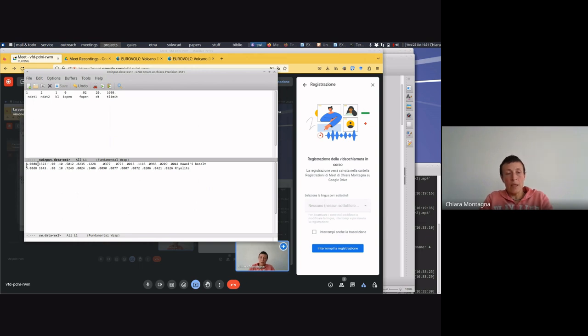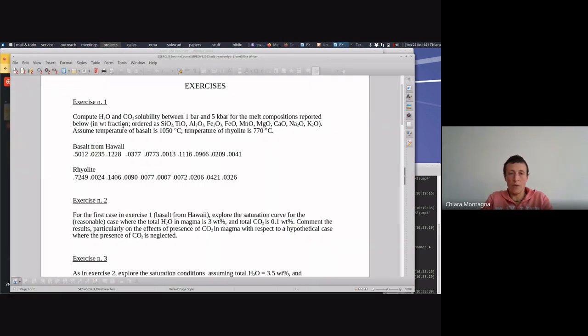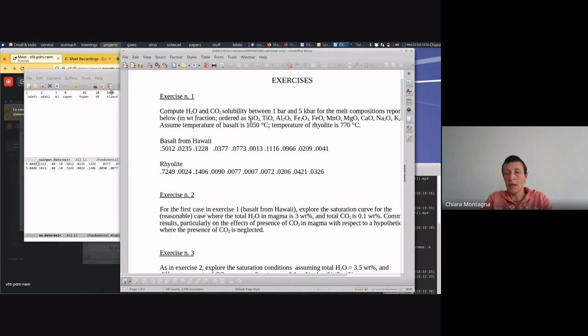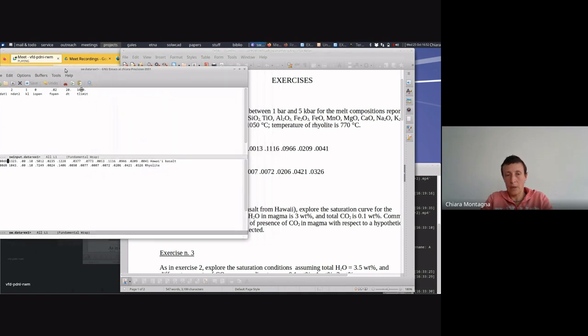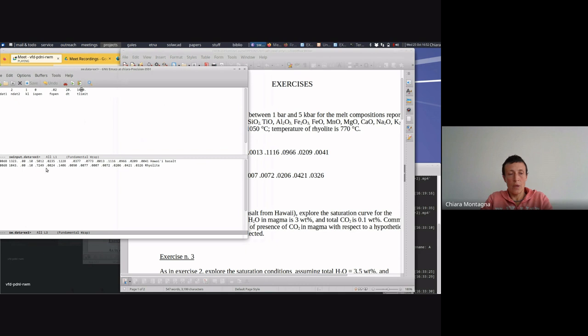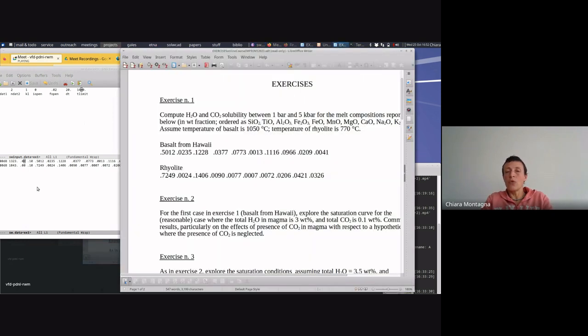I have prepared here two lines already. One for the basalt composition. What I've set here is the starting pressure, that is 5 kilobars. And then the temperature, which for the basalt is 1050 Celsius, which is 1323 Kelvin. And then the total content of water. We want to calculate the solubility of water.